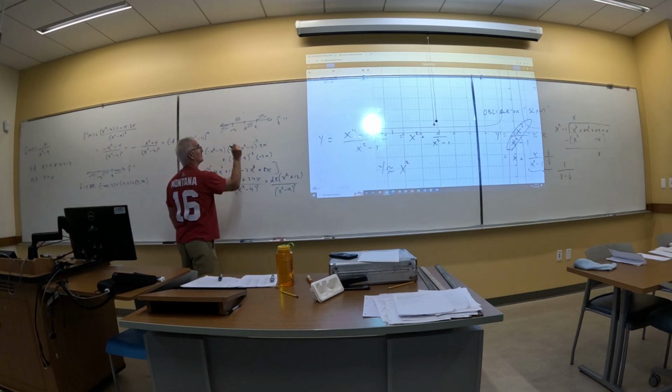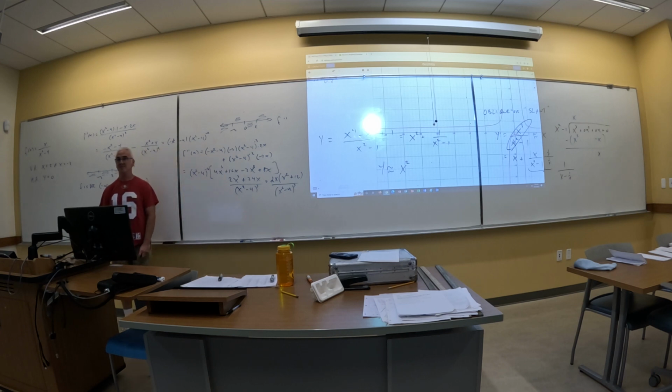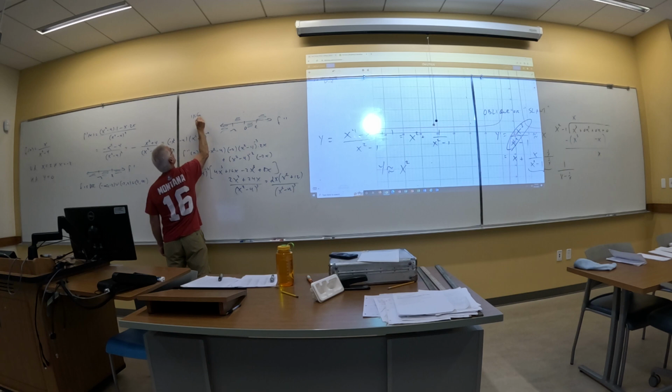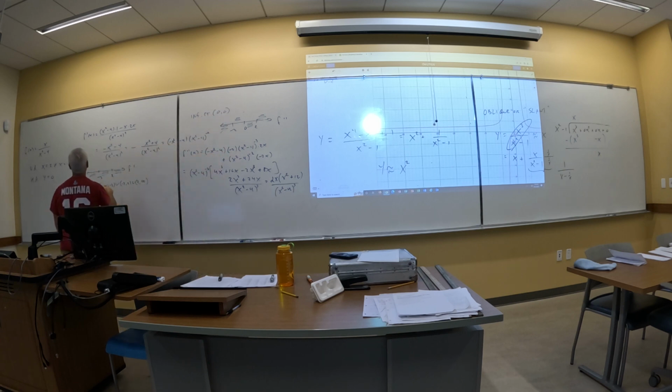Well, what about at 0? 0's in the domain, isn't it? Yes. So am I gonna have an inflection point there? Yes. Yes, finally. So this graph is gonna be concave up here and here. It's gonna be concave down here and here. And I'm going to have an inflection point at 0, 0.